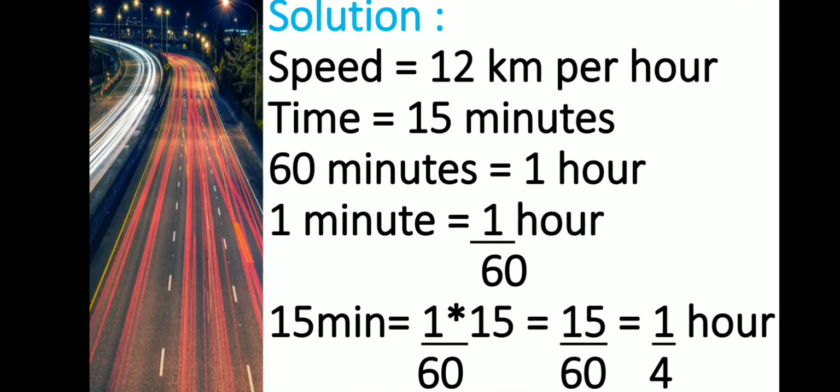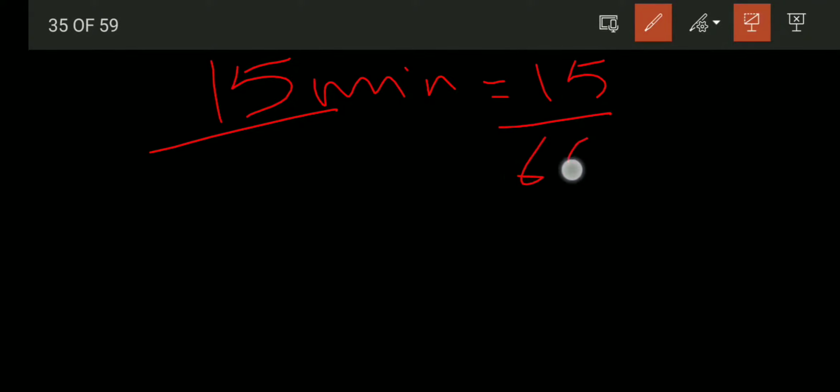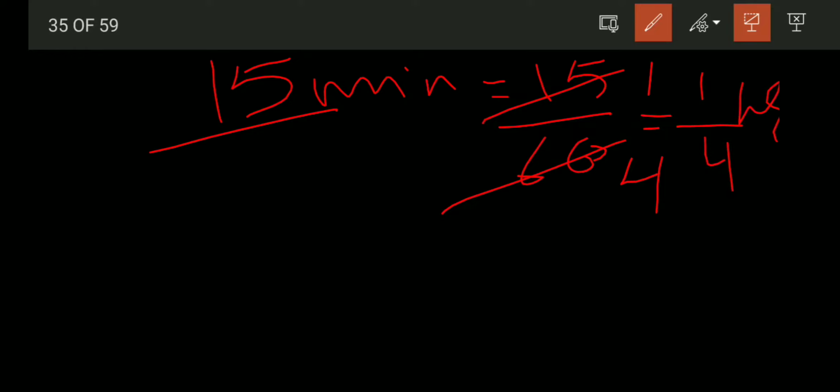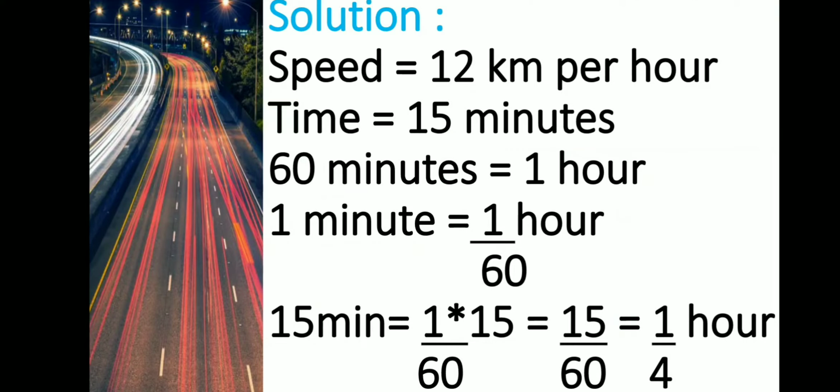Speed is equal to 12 km per hour and time is 15 minutes. We'll convert this 15 minutes into hours. Now let us see how. Do you remember? 15 minutes. We have to convert into hours. So we know that 15 by 60 straight away. 15 ones are 15, 15 fours are 60. So 1 by 4 hour. This is the conversion of 15 minutes. Now this is 1 by 4.